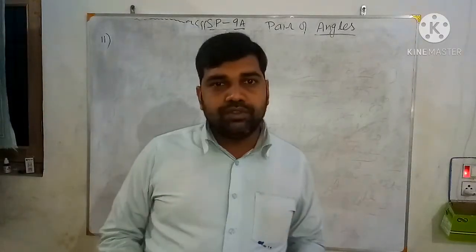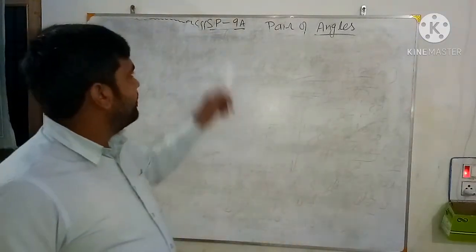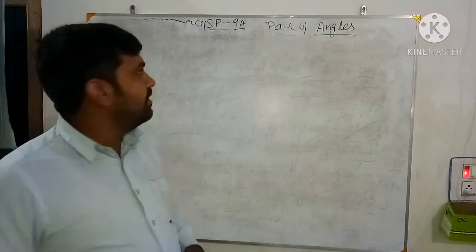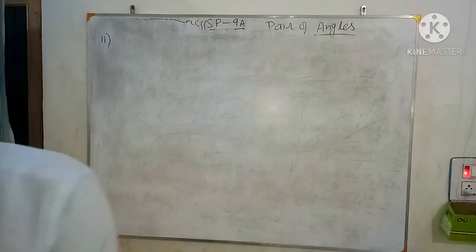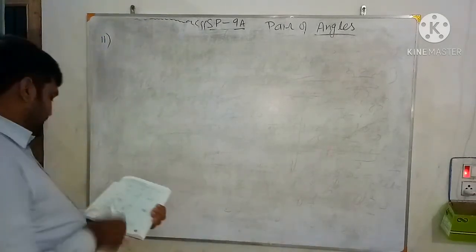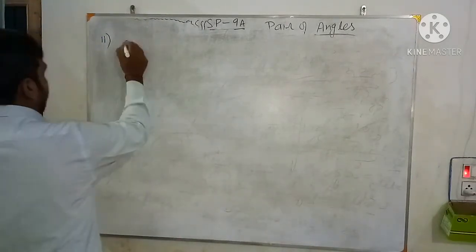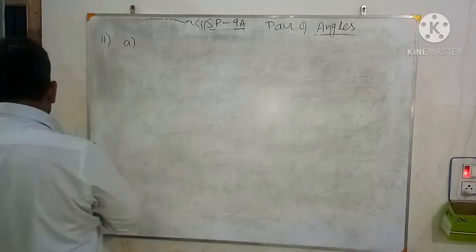Hello students, so today we will continue the remaining questions of self practice 9a. In the last class we solved till question number 10. Now see question number 11: find the values of the letter angles A, B, C, D. In 11th we make the diagram and then we find the letter angle.